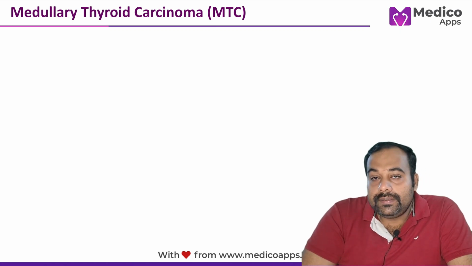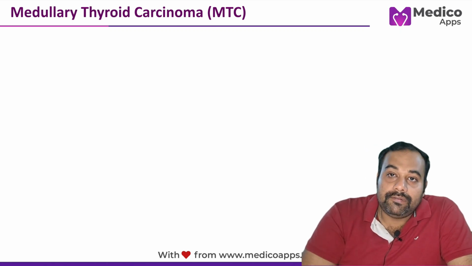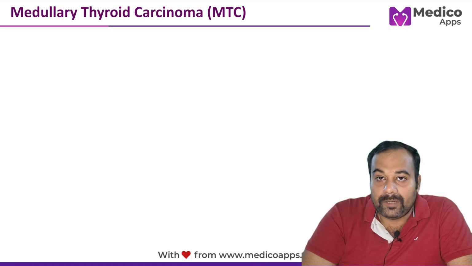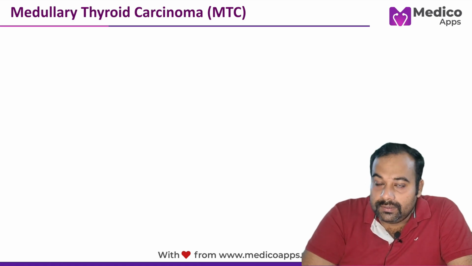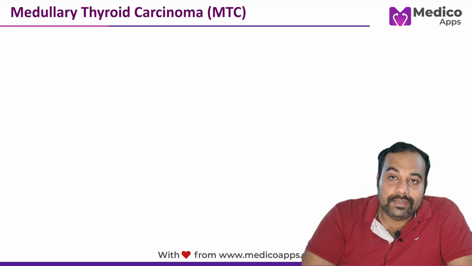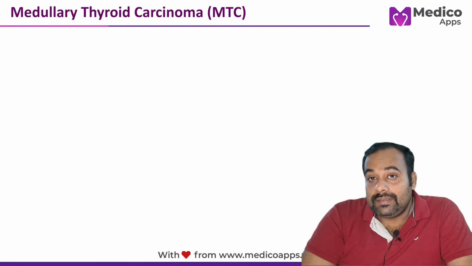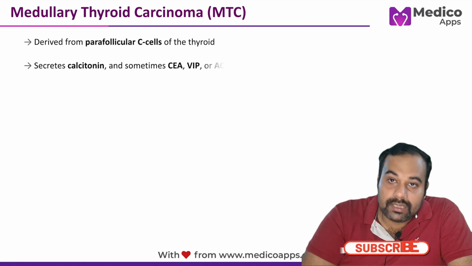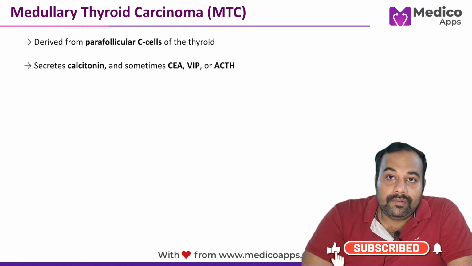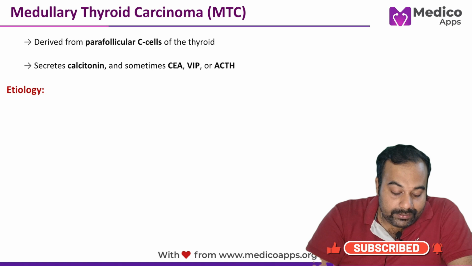Your medullary CA thyroid is basically derived from the parafollicular C cells of the thyroid. As we know, the thyroid gland basically consists of two types of cells. One is the follicular cells, another is the parafollicular C cells. Now this parafollicular C cells eventually secrete calcitonin. Apart from calcitonin, it also secretes CEA, VIP and ACTH as well.